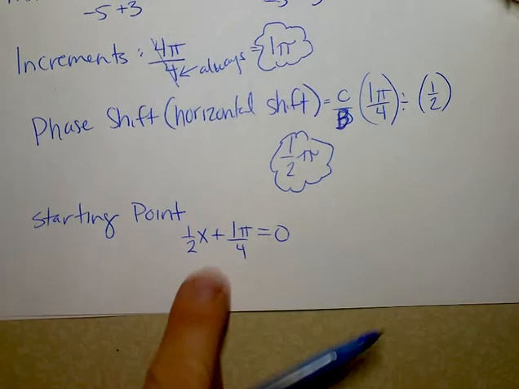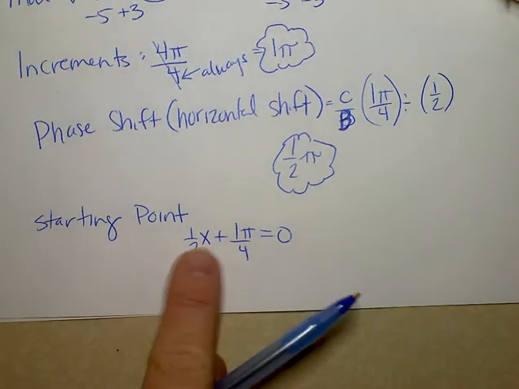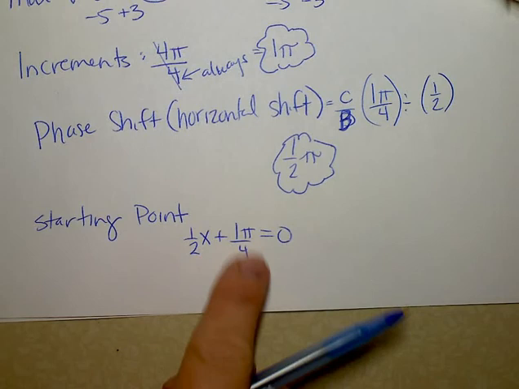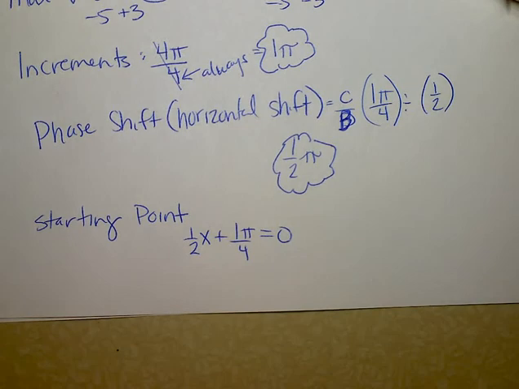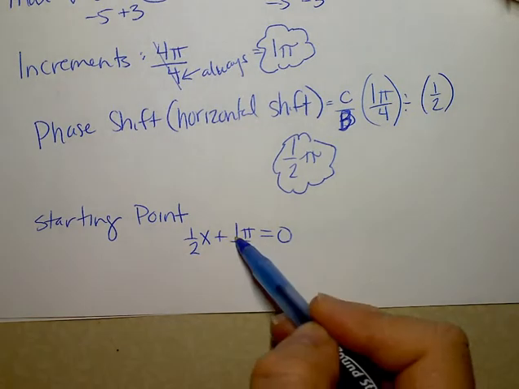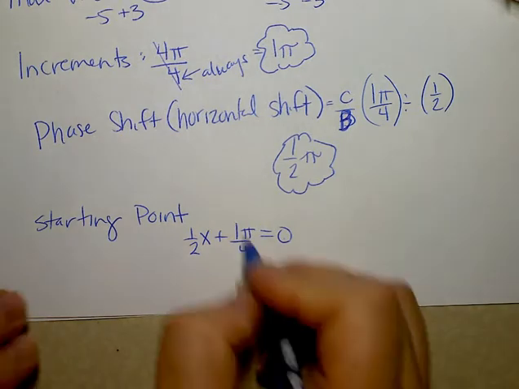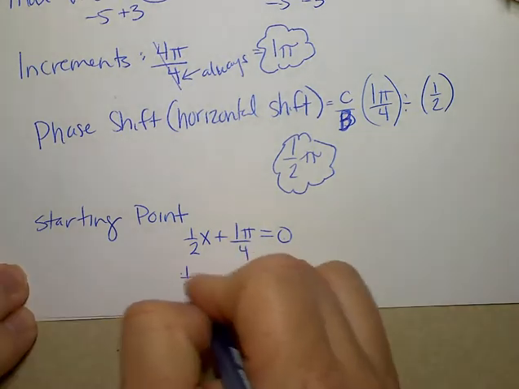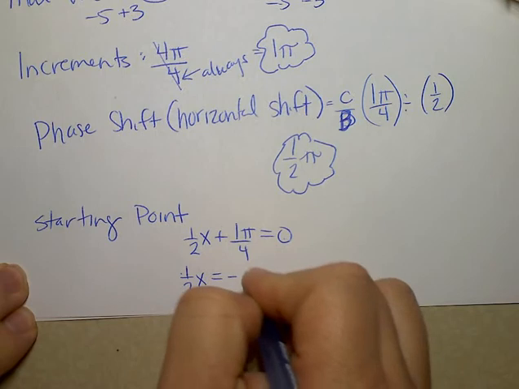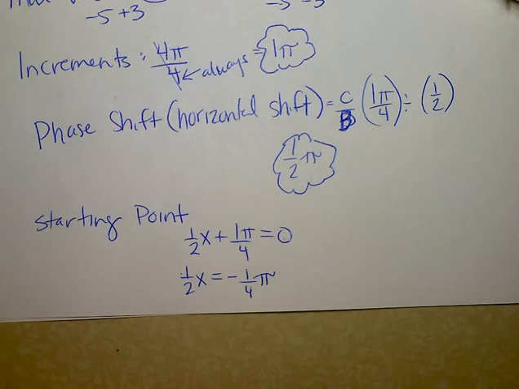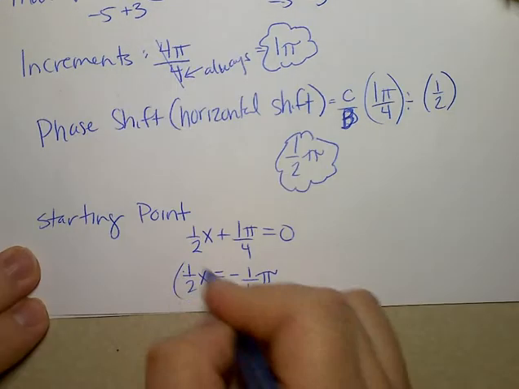This was in parentheses behind the sign: 1/2 x plus 1/4 pi, and set it equal to 0. Now in solving this, the first step I'm going to do is subtract the 1/4 pi. It moves across the equal sign and becomes negative 1/4 pi. And now to isolate the x, I'm going to multiply by the reciprocal.